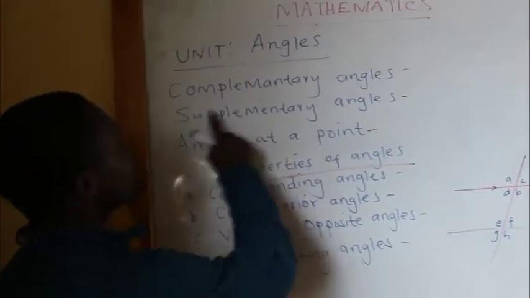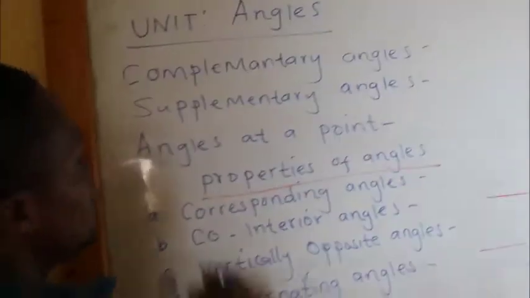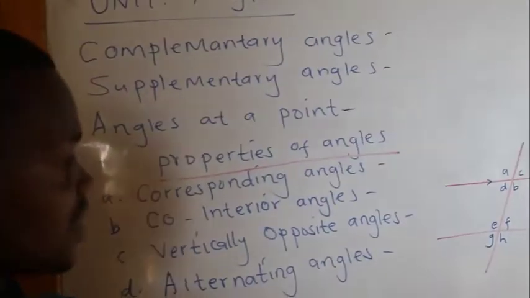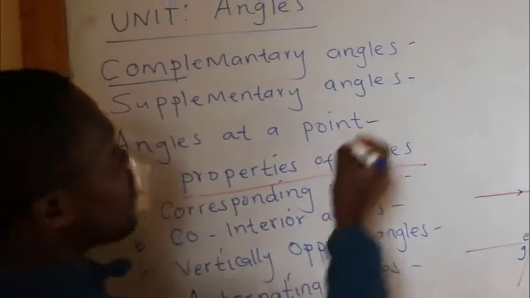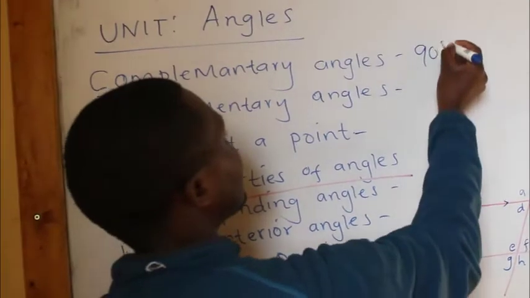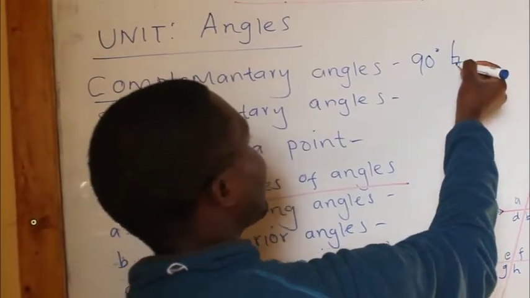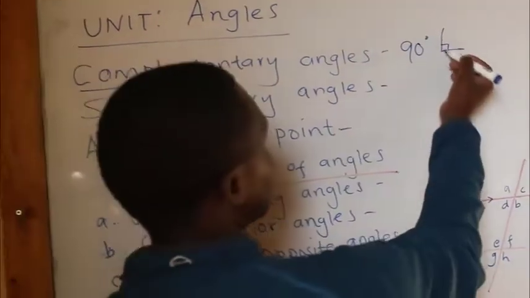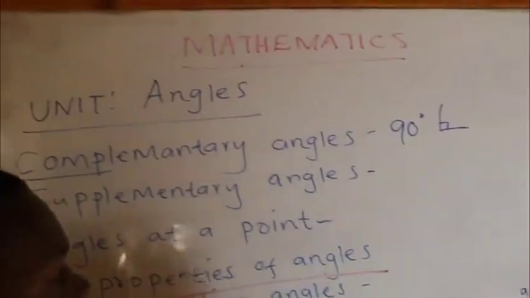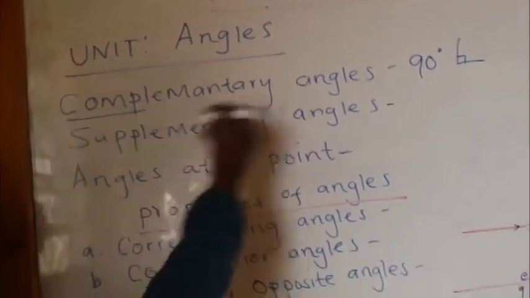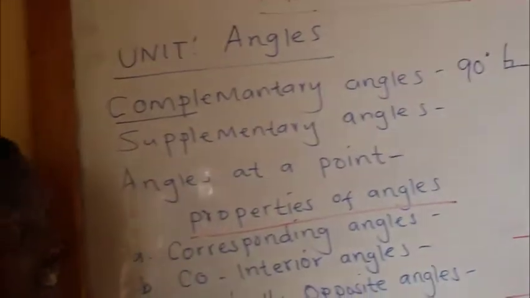We have got complementary angles and supplementary angles. Then we have angles at a point. So, when you hear the word complementary angle, these are angles that add up to 90 degrees. In other words, they form a right angle like that. This is a complementary angle. So when you hear about a complementary angle, that is angles adding up to 90 degrees.